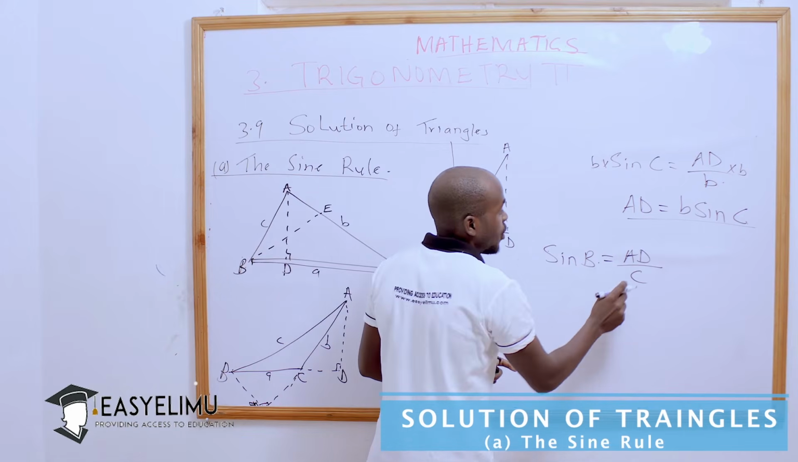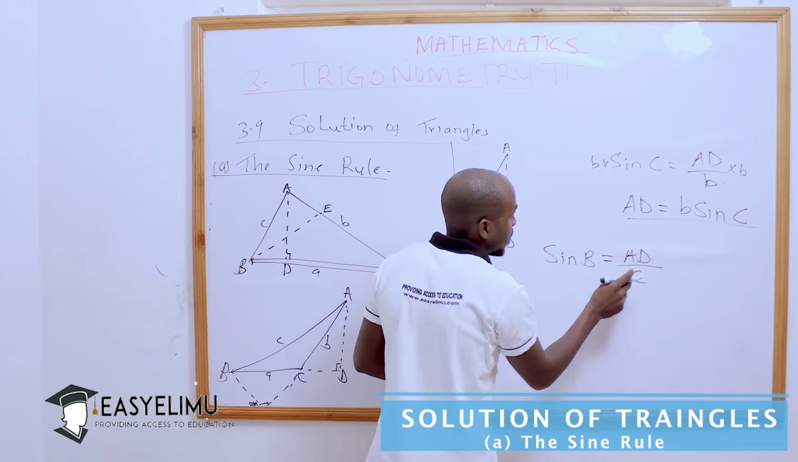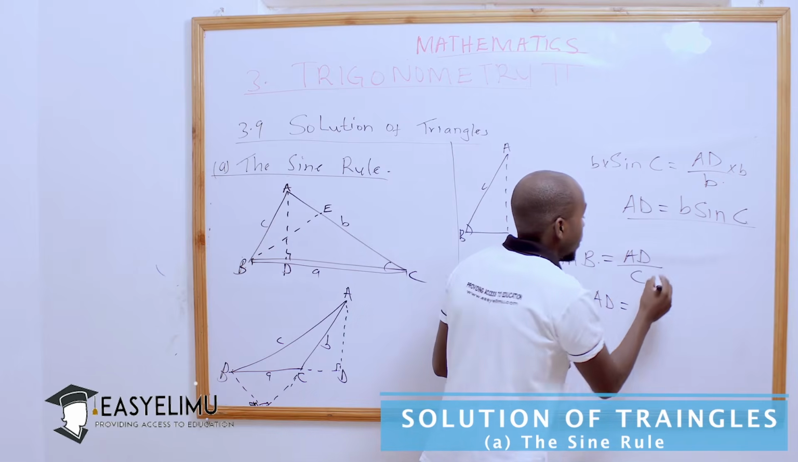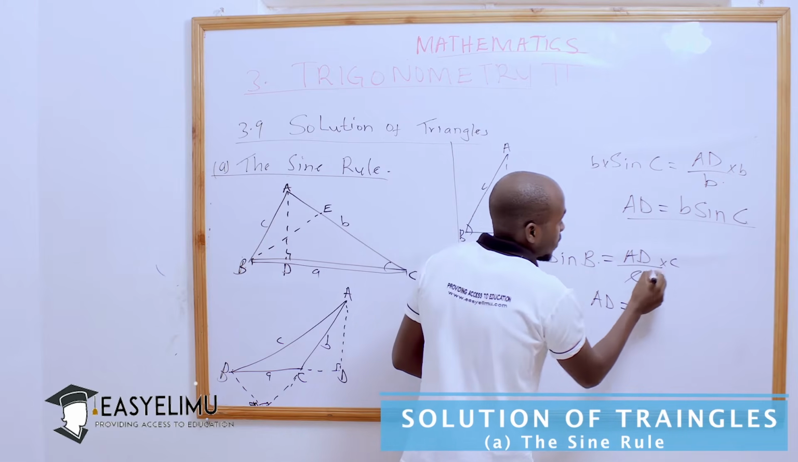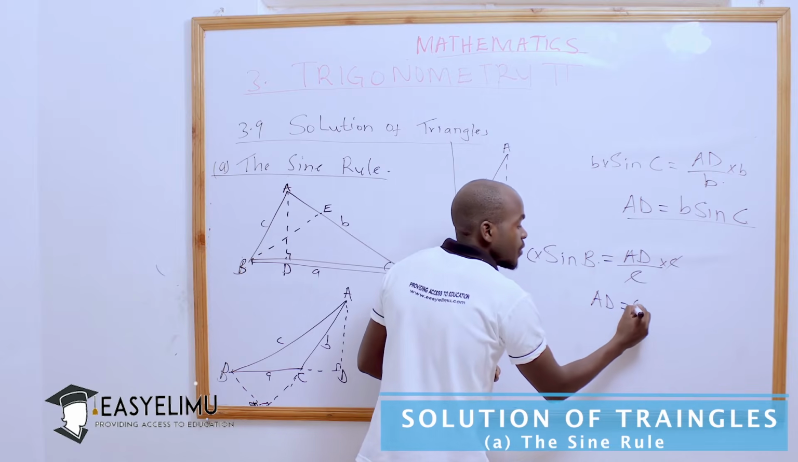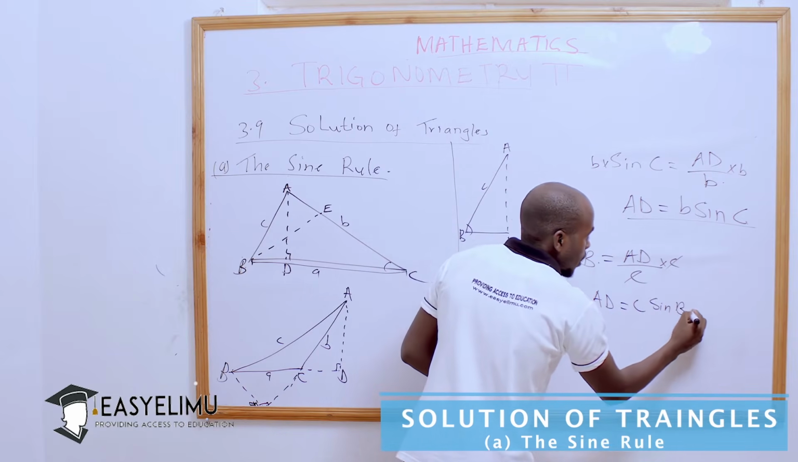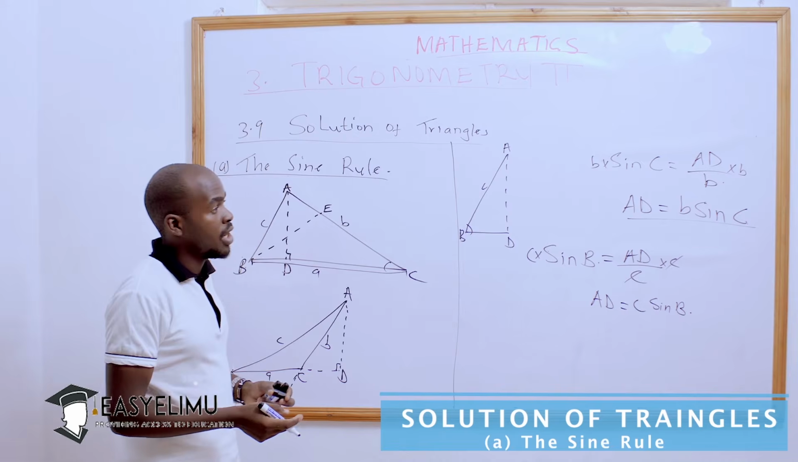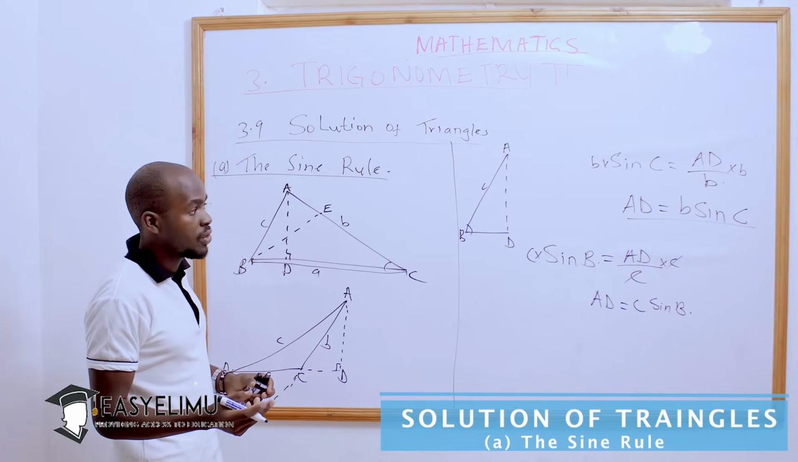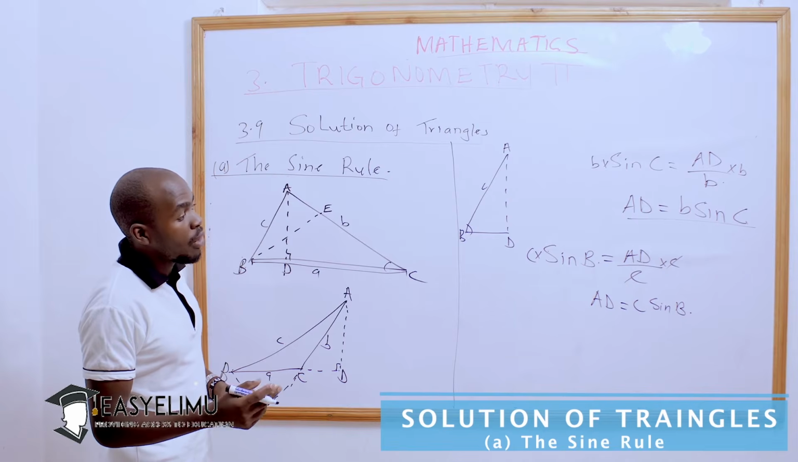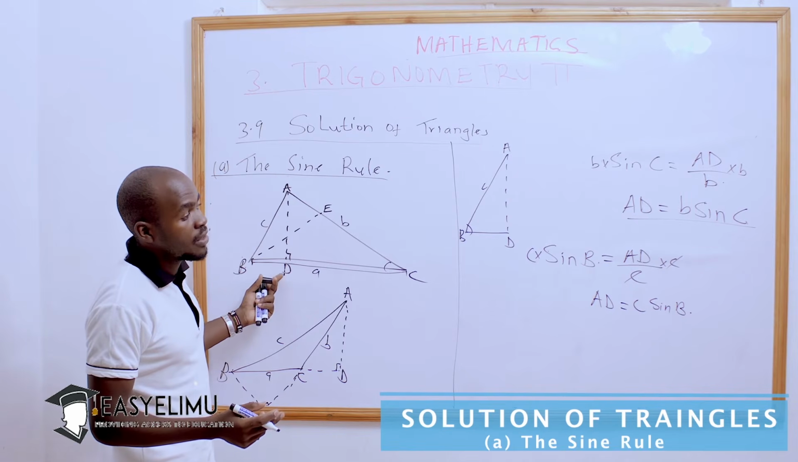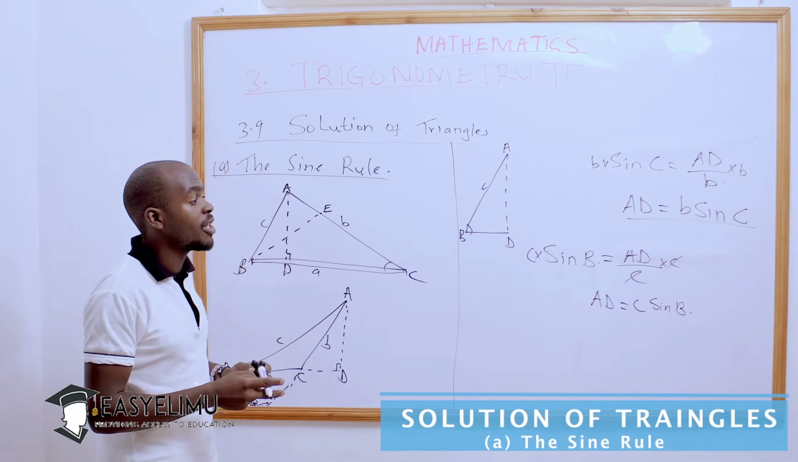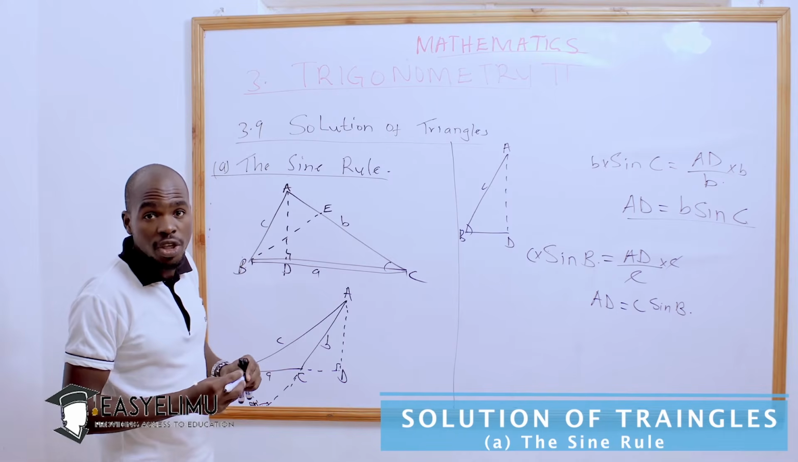And on doing that, we are going to get that AD will be equivalent to, if you multiply both sides by C, C will cancel and you remain with AD equal to C sine B. Now we have found AD having two lengths from two different angles used. They should be equivalent because line AD is still the same. So whatever we found using whichever method is the same.